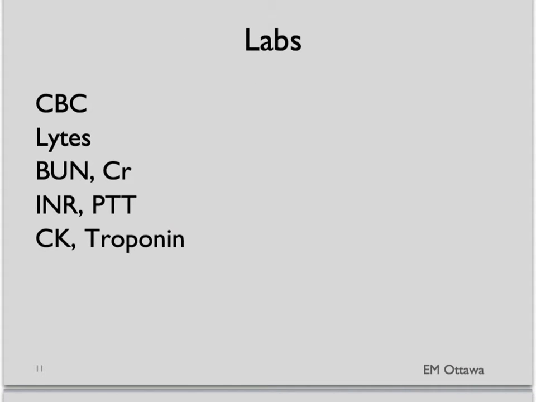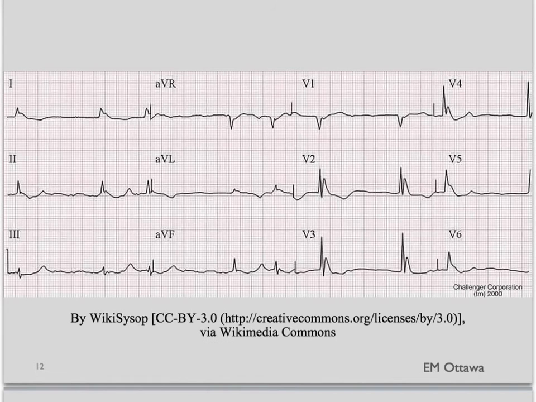What about labs? We often start with basic lab work such as CBC, electrolytes, BUN, creatinine, coagulation profile including INR, PTT, and specific cardiac enzymes such as CK and troponin. Other blood tests will also be ordered as time goes on. We also would ask for an ECG.